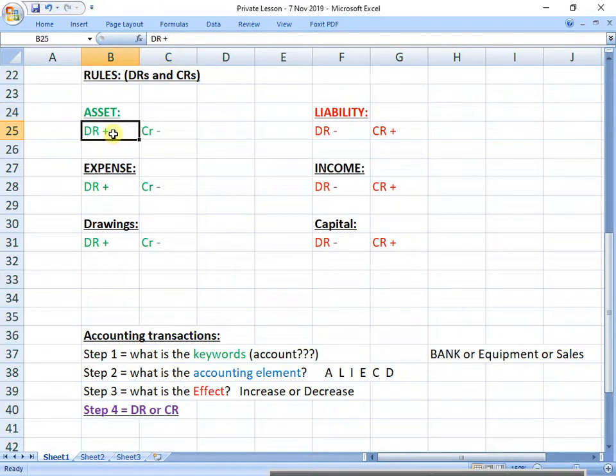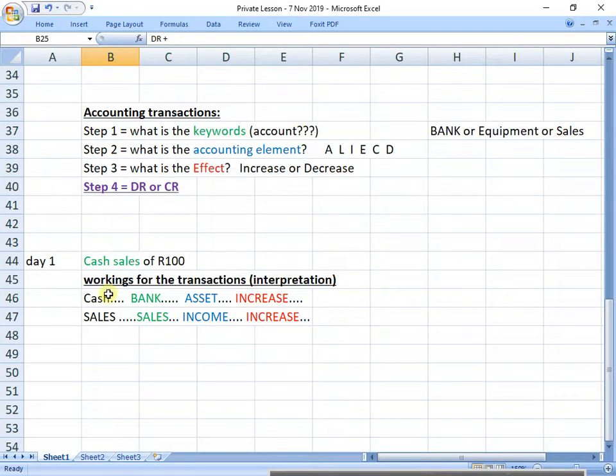On the debit side. Okay, debit is the left, credit is the right. That's all. That's the only meaning for debit and credit. Debit just means left. Credit just means right. And that's it. So you either have a debit, or left, or you have a credit, which is the right. So if I look at the asset, where is the increase? On this side. Debit. So assets increase on the debit side.